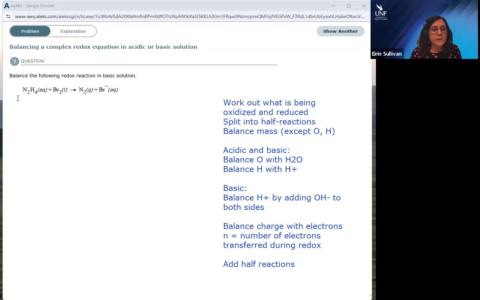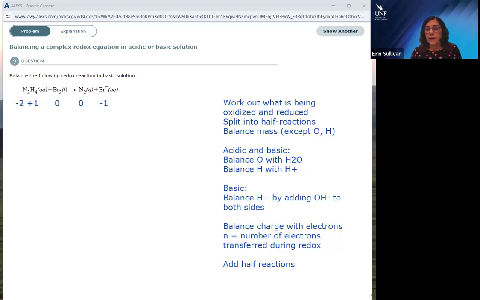First of all, if I look at this redox reaction, I can see N2H4, hydrazine. That's a pretty tough one. Hydrogen is usually going to be +1 unless it is bonded to something more electropositive, like a metal, forming a metal hydride. So in this case, I would assume that the hydrogen is +1, which would make the nitrogen in this compound -2. So we have +1 and -2. Bromine is just the element, so that's 0. Nitrogen is just the element, that's 0. And the bromide ion will be the charge on the ion, which is -1.